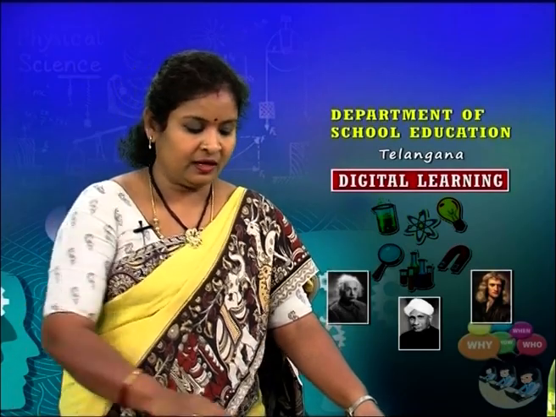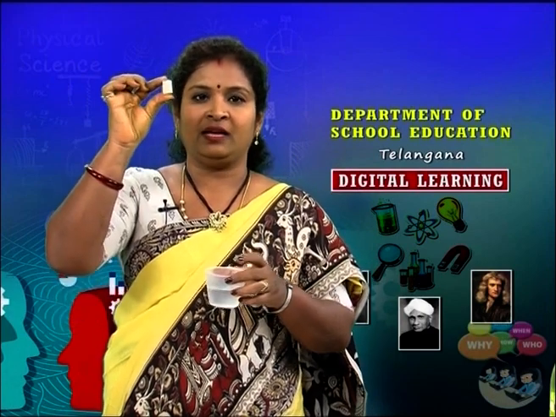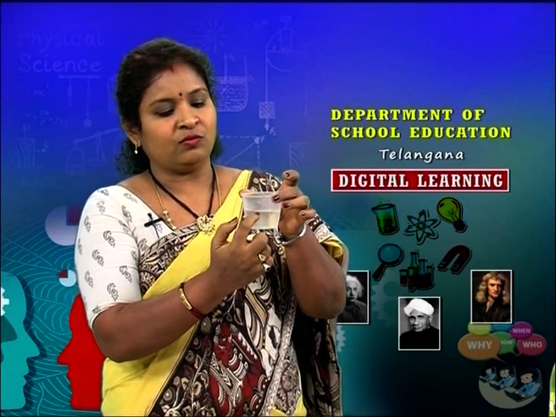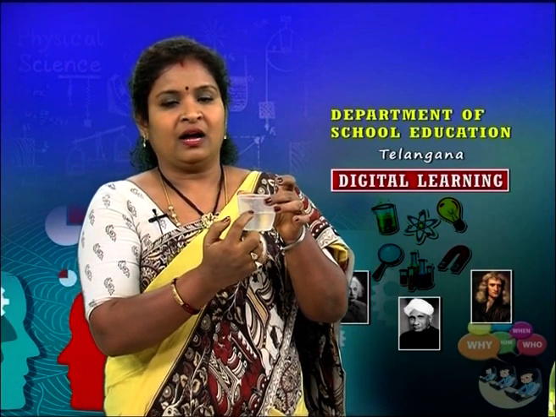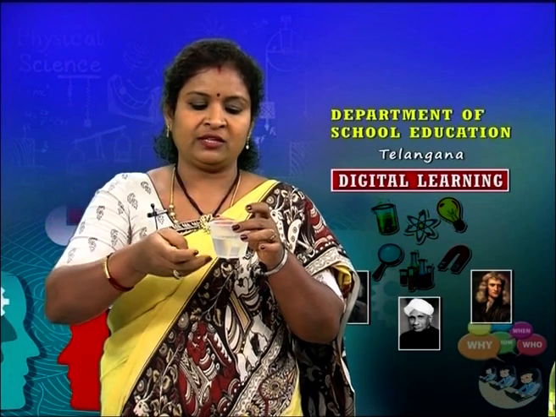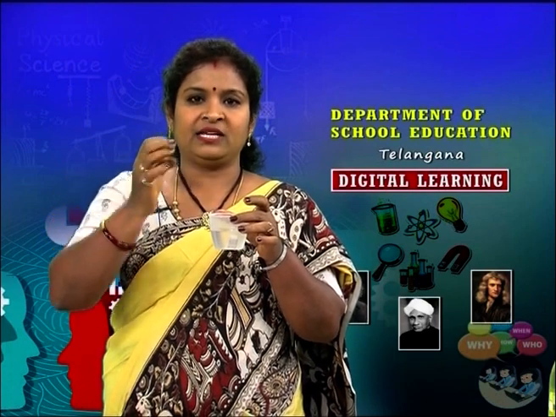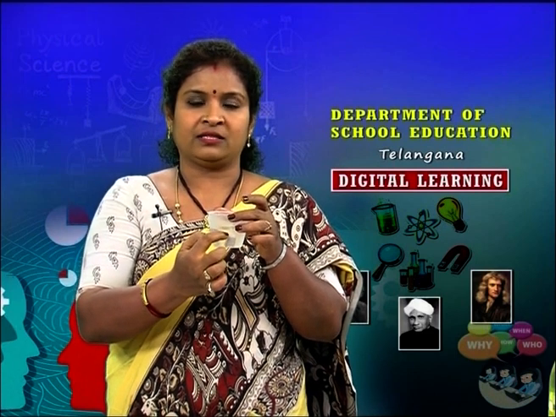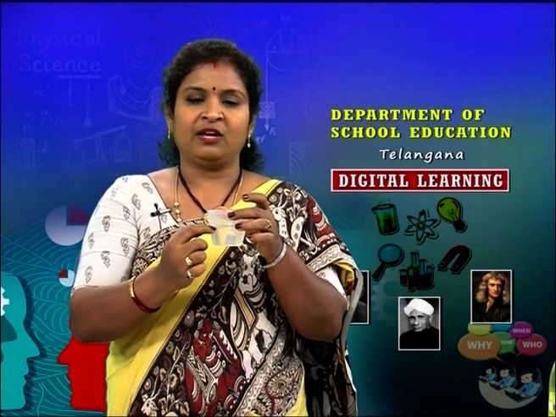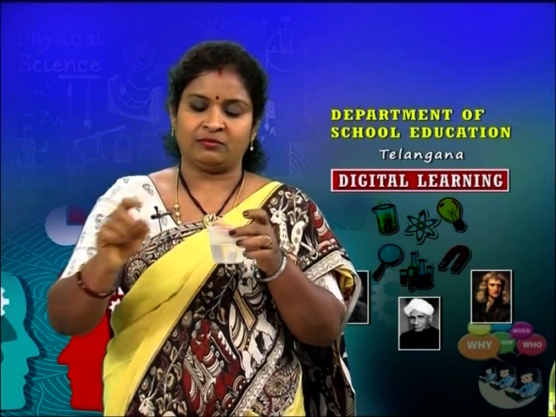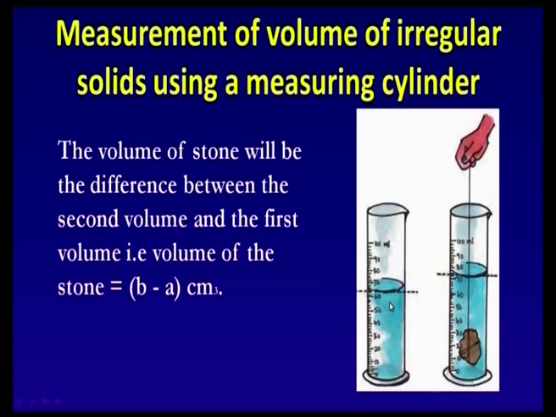Now, how are you going to measure the volume of any irregular body? You just have to tie a thread to this and drop it. First, you have to see what is the reading earlier, and now after dropping this inside, what happens to the reading? The height of the liquid raises, and then you have to note down the reading afterwards. So, we have two readings, one before putting the object in it and the second reading is after putting the object in it. Look at this picture, children.